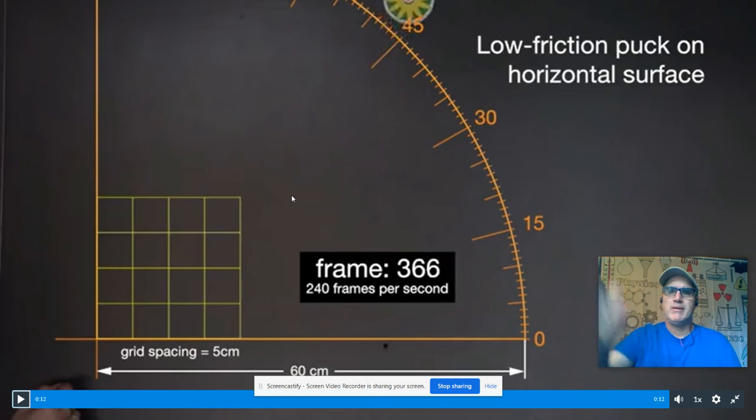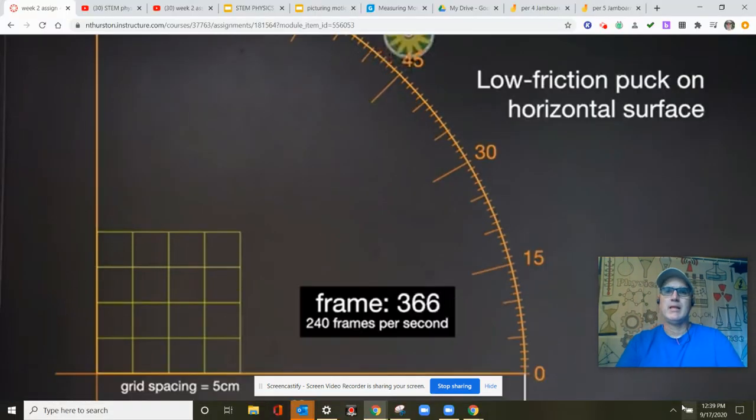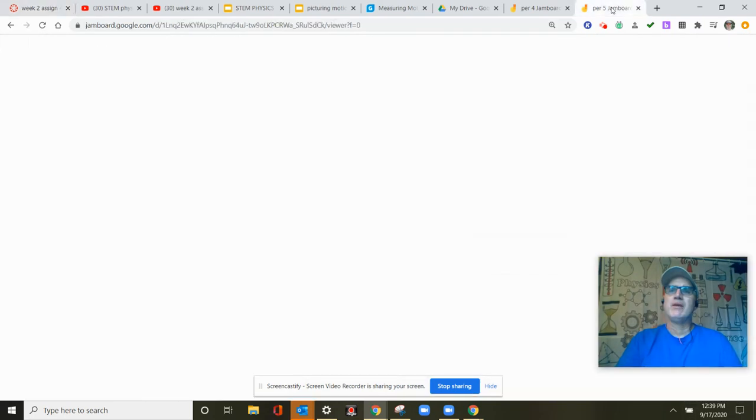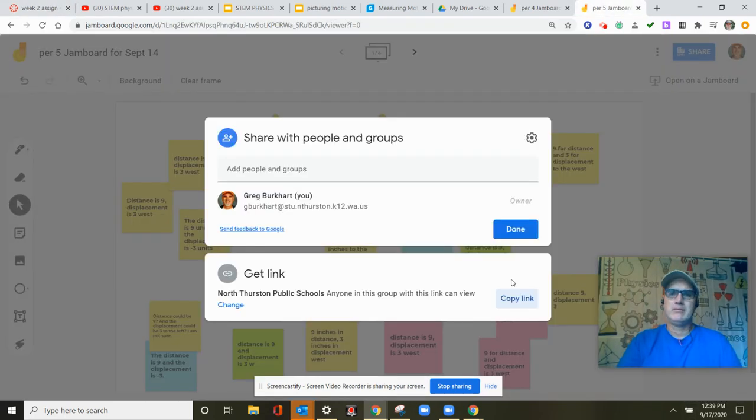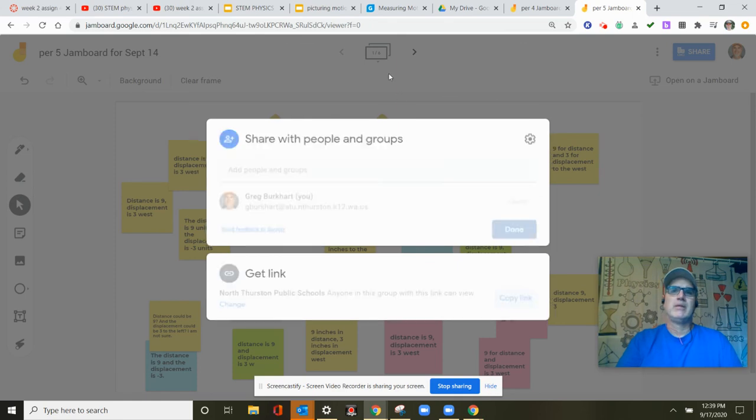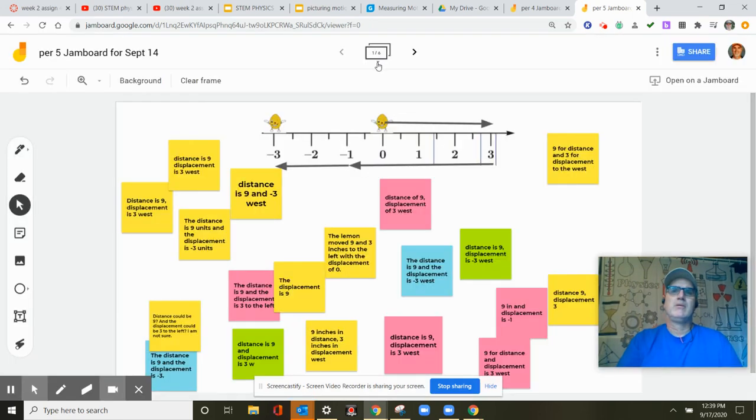Camera's not on. Let me get out of here and just go find a Jamboard real quick to write on. Make a new one. So to show you how to make that proportion.